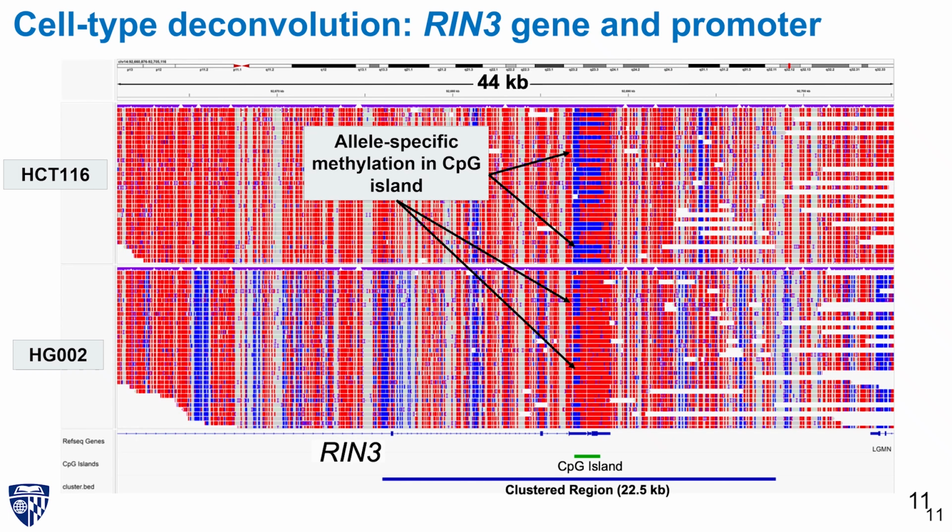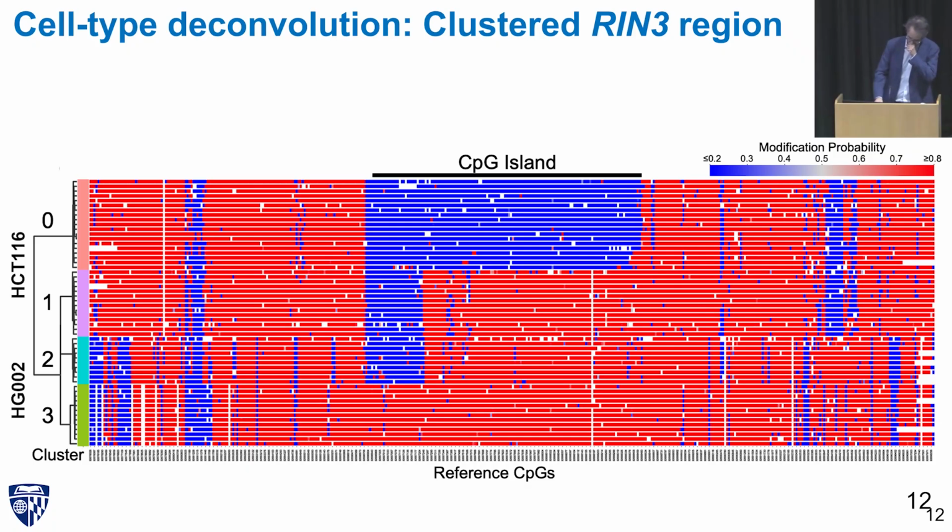And I mixed the sequencing data from them together, and I looked at this region around RIN3, the CpG island, as you can sort of see here, and I clustered it based purely on methylation of a roughly 20 kb long region. When I did that, I got this result, where based only on the methylation, I found 4 different clusters. 2 clusters which correspond to HCT116, 2 clusters which correspond to HC002.